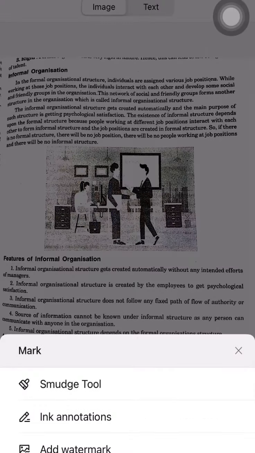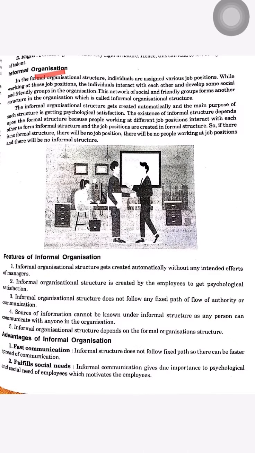Now, just moving to the informal organization. In the formal organization structure, individuals are assigned various job positions. While working in these job positions, the individuals interact with each other and develop some social and friendly groups. So this type of group is called informal organization.